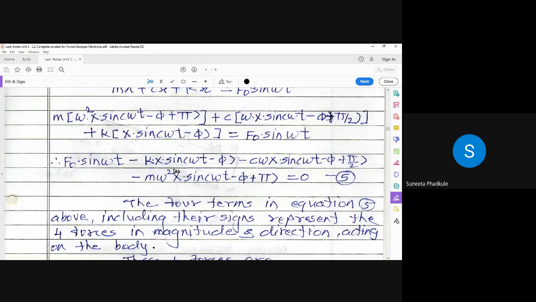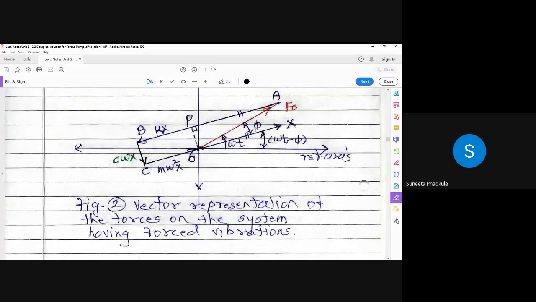So let us draw that one. From here, I have drawn this capital X at an angle omega t minus phi. But how can I directly take omega t minus phi? First, I must know where is omega t, I must know where is phi, and then only I can draw omega t minus phi, no? So first, let us draw the force vector.